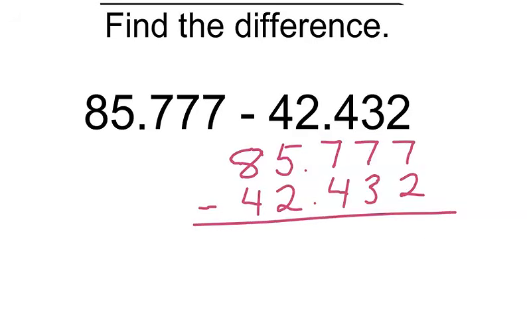7 minus 2 is 5. 7 minus 3 is 4. 7 minus 4 is 3. 5 minus 2 is 3. 8 minus 4 is 4. The answer is 43.345.